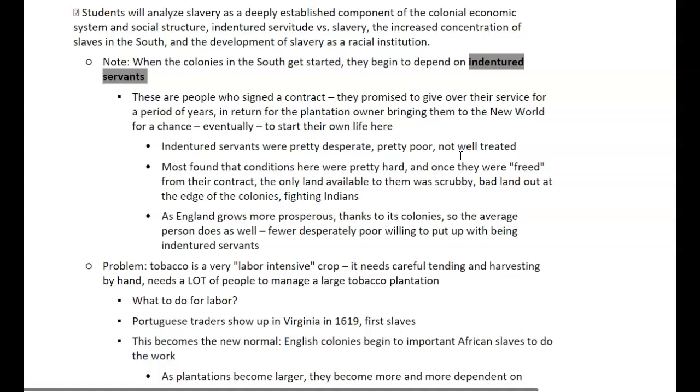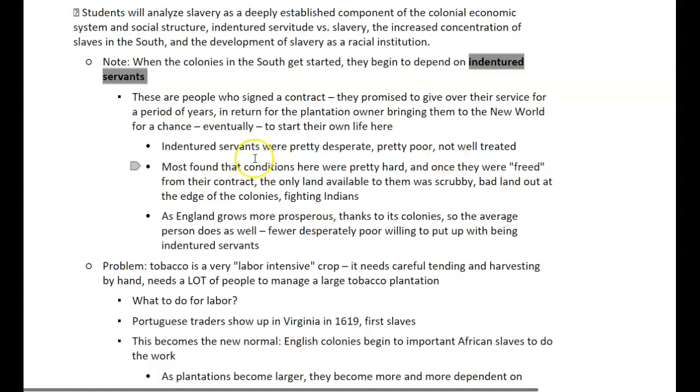Indentured servants were pretty desperate, pretty poor, and not well treated. Most found that conditions were pretty hard, and once they were freed at the end of their contract, the only land available to them was scrubby, bad land out at the edge of the colonies, fighting Indians.